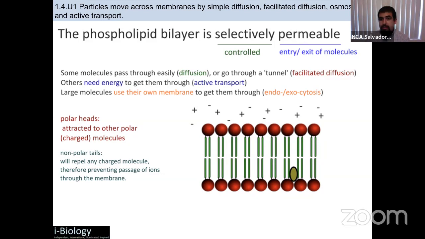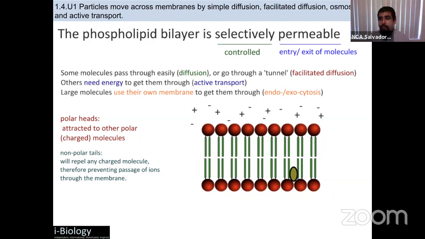Diffusion just means things just kind of enter, okay? Things that can diffuse through membranes are usually pretty small. They don't require energy, they can just go through. But if they're a little bigger, then we say that they go through facilitated diffusion, which is usually going to be a tunnel or a channel protein, okay, which will allow things to go through.